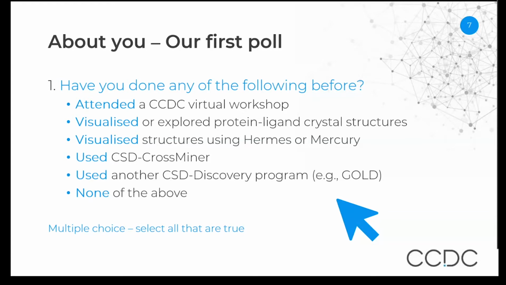Have you done any of the following before? Attended a virtual workshop, visualized crystal structures, used CSD CrossMiner or another CSD Discovery program? You should see the poll pop up that you can answer and start to submit your answers. And I'm starting to see the responses. It looks like quite a few of you have explored protein ligand crystal structures before. Some of you have already used Mercury, Hermes, CrossMiner, and Discovery programs.